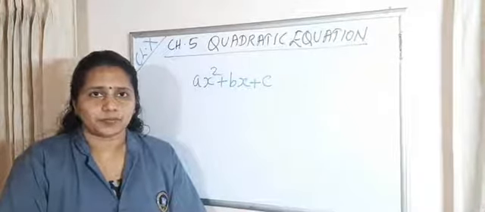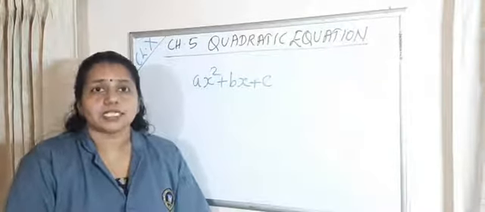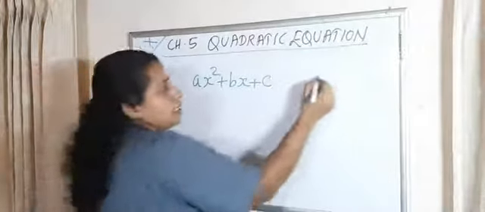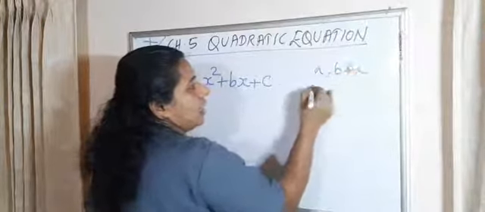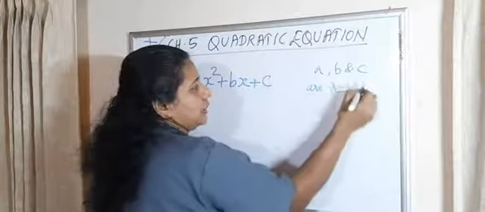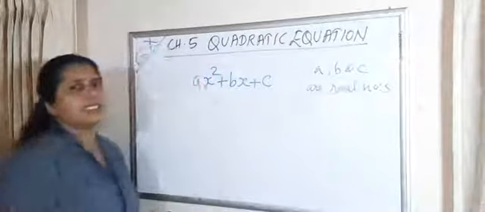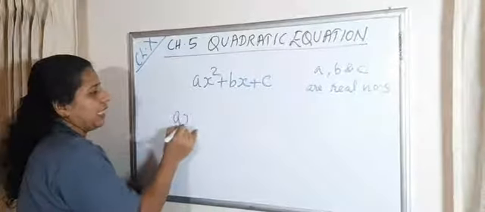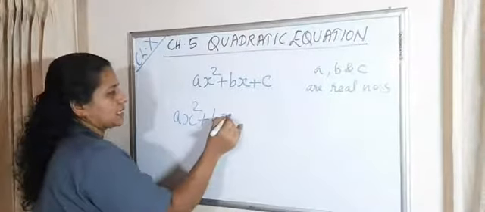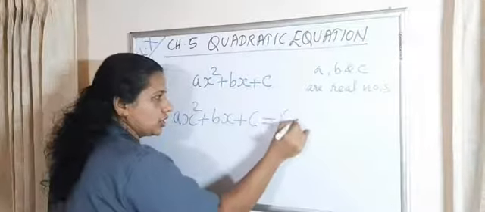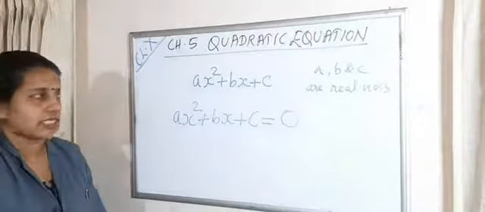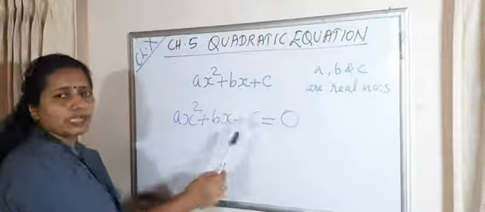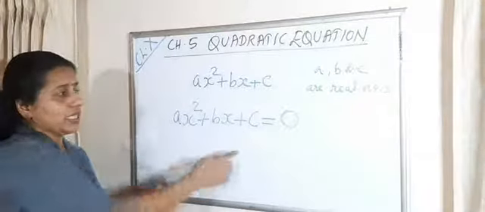Yes, it is a trinomial. Here a, b and c are real numbers. In a trinomial, a, b and c are real numbers. Then look here: ax² + bx + c = 0. This is a trinomial, and ax² + bx + c = 0 is an equation. The equal sign is there.